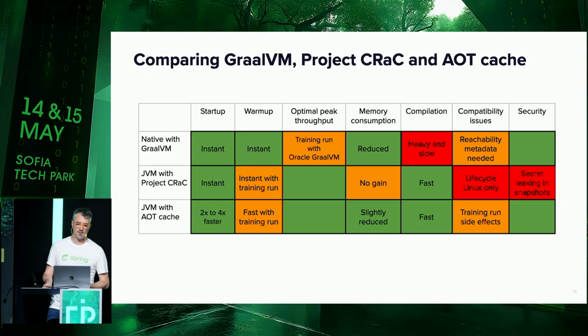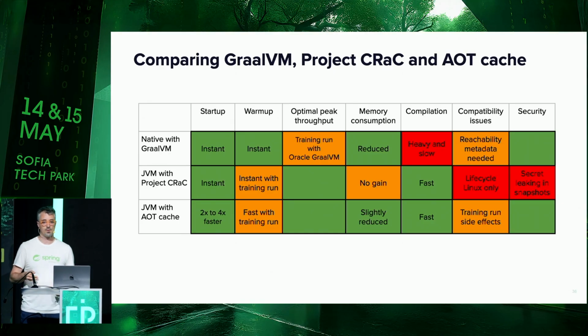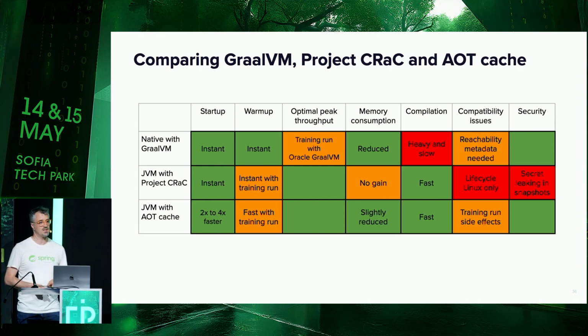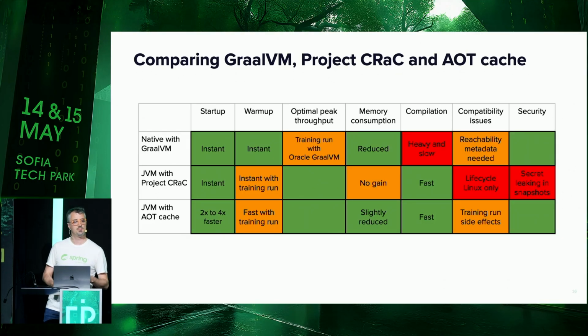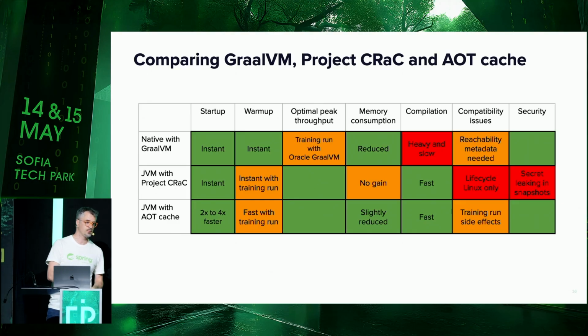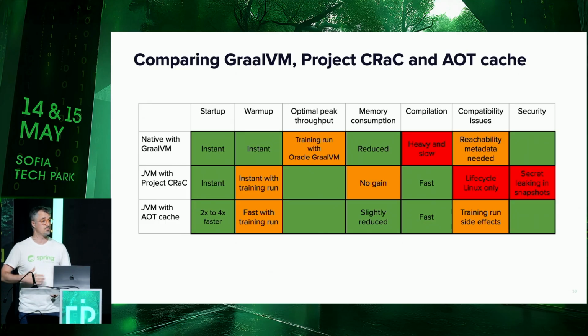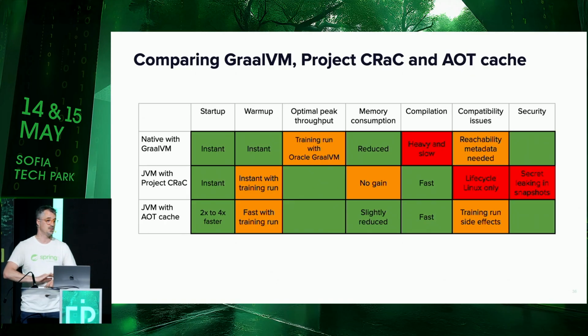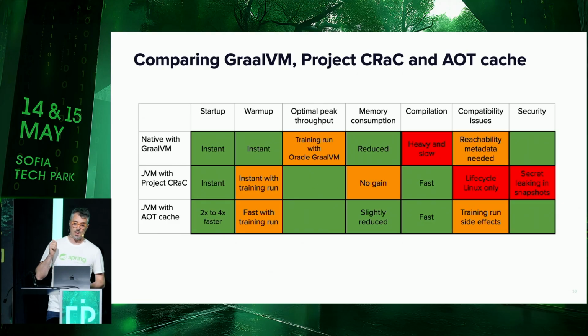For peak throughput, if you just use the community edition of GraalVM, you get lower peak throughput because there is no JIT involved and the optimizations done are less effective. So the peak performance can be significantly lower. It's possible to do a training run to get closer to the JIT peak performance, but that involves some pain using GraalVM, so not the open source version. You need to do a training run plus the other native image constraints. So in practice, what I see is that almost nobody is doing training runs with GraalVM because this is too complicated. Memory consumption is reduced, so that's pretty cool.